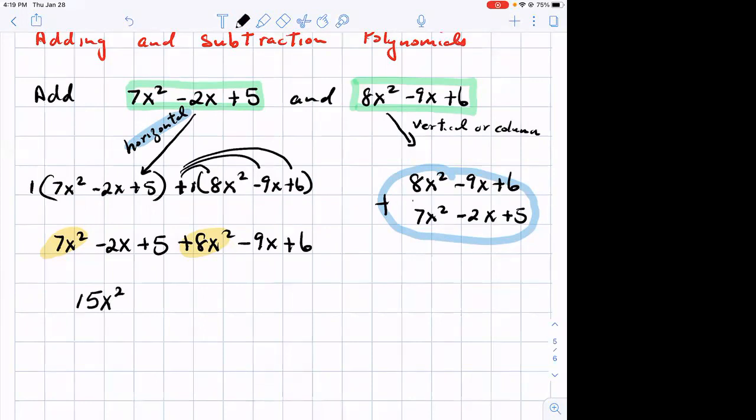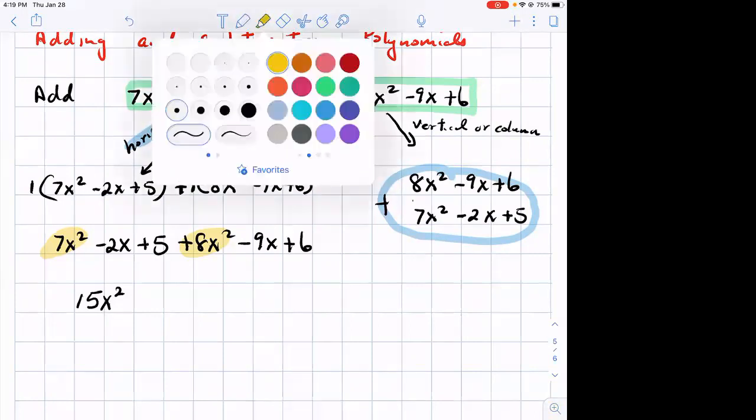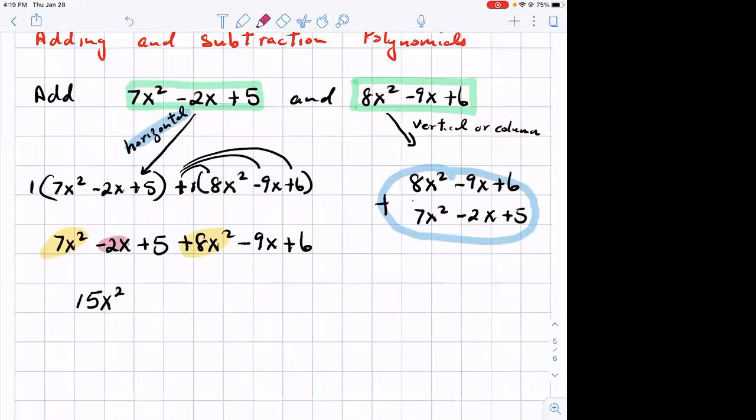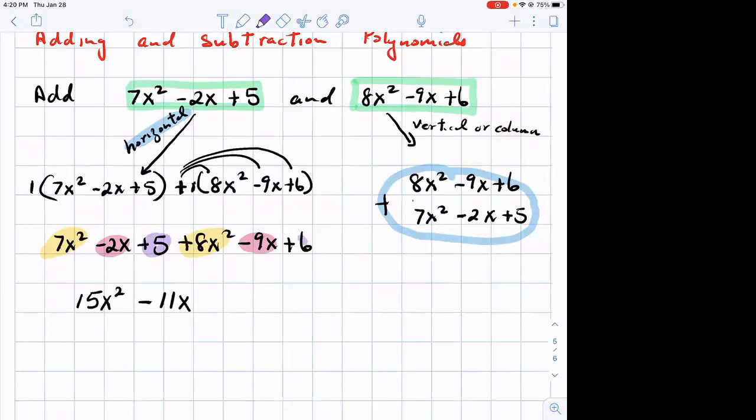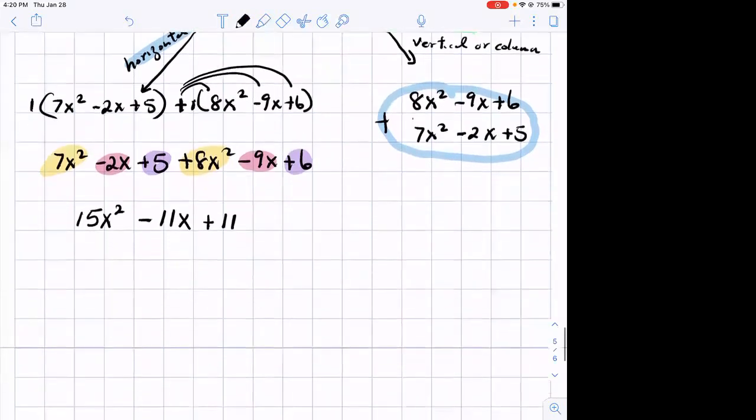The power never changes. And then if we look again at this, let's look at the x term. We have a minus 2x and a minus 9x. So that becomes minus 11x. And now we have the constant term. The constant term is the plus 5 and the plus 6. So 6 plus 5 becomes plus 11.